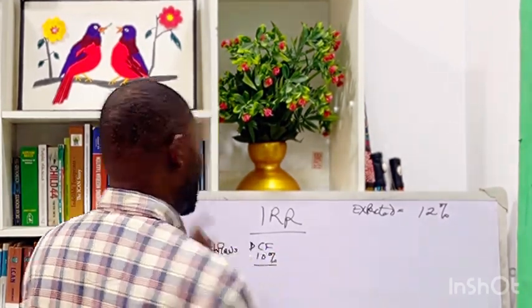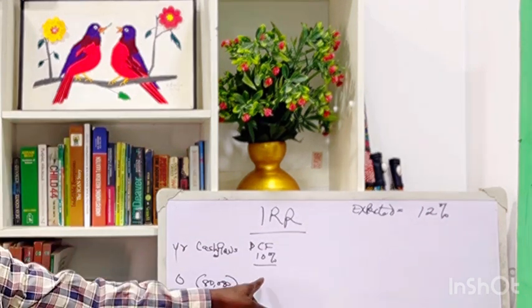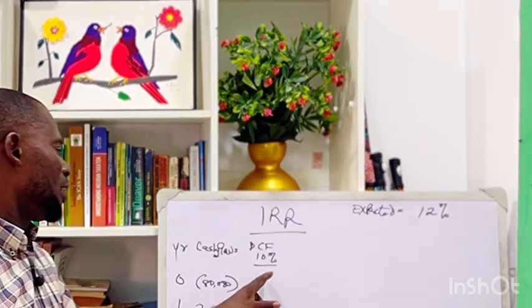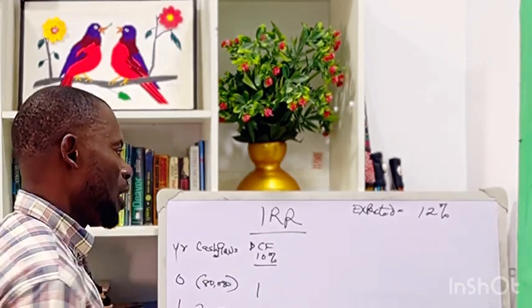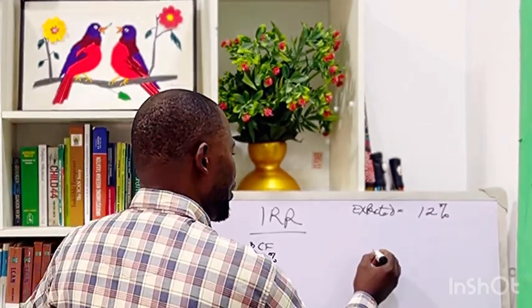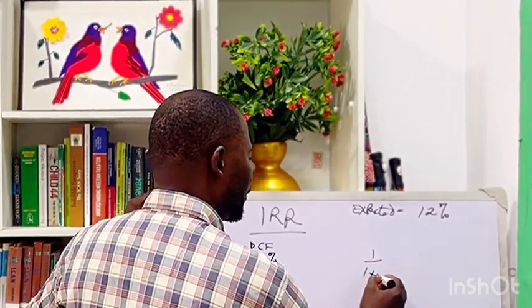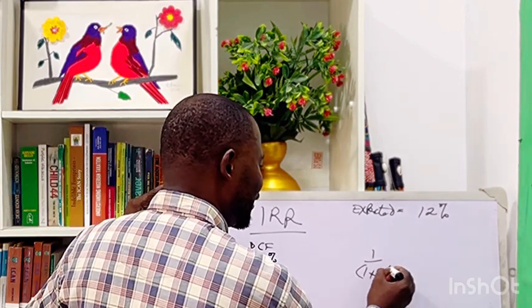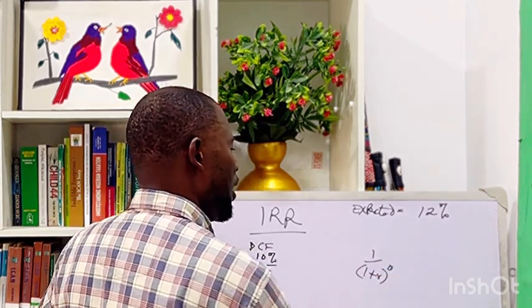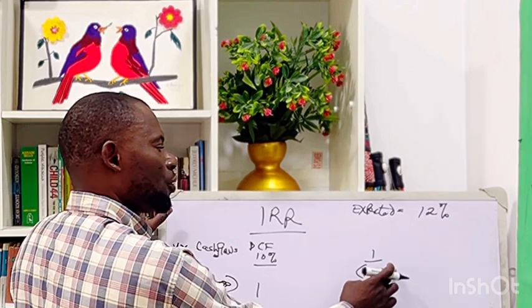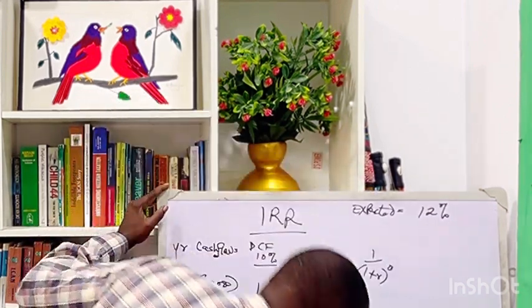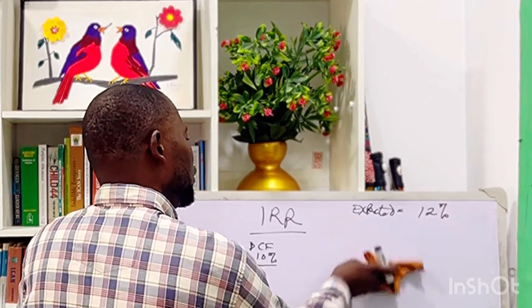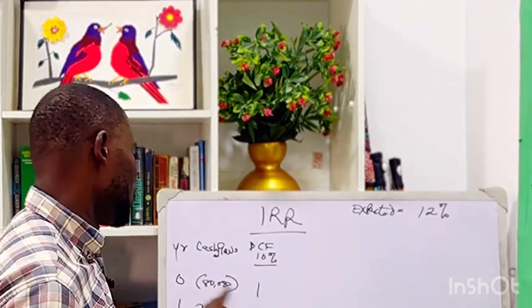So this is the first trial using 10%. And this is going to give us 1 already. We know that. Why is it 1? Because we say 1 all over 1 plus r raised to power 0. Your n is 0. Anything raised to power 0 is equal to 1, and 1 divided by 1 is 1. So year 0 is 1.